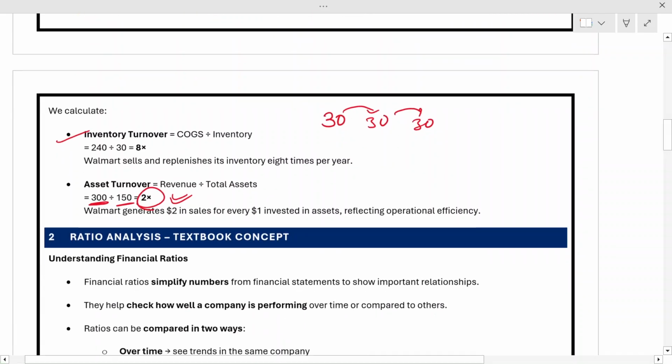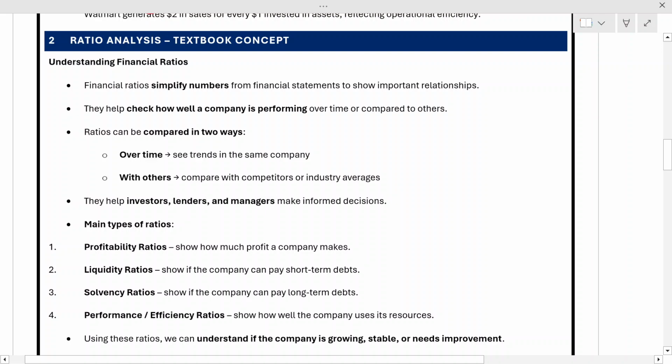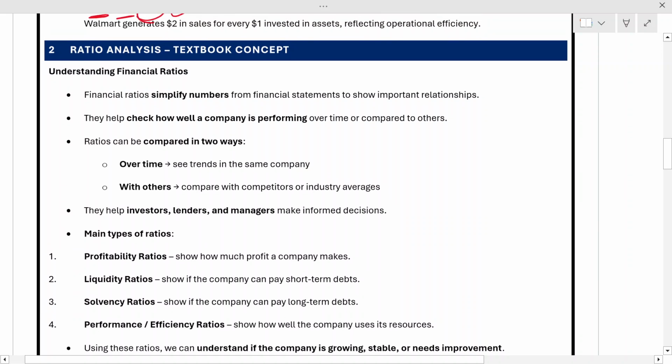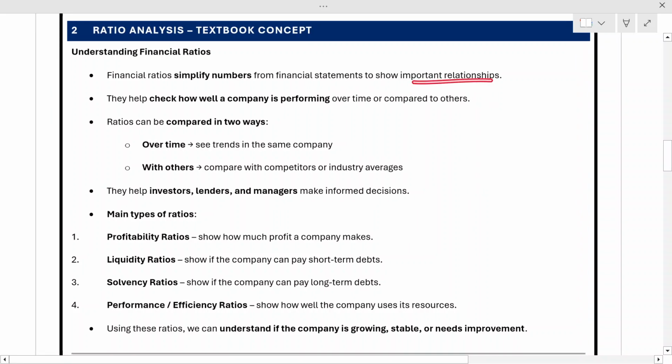So in reality, there are a lot of companies across the world where we need to analyze different kinds of situations, how they are performing, whether they are doing well or not. So let's see the textbook concept for ratio analysis. Ratio analysis simply means simplifying the numbers from financial statements and showing the important relationships between them. It also tells how the company is performing, just like we saw in the case of Walmart that the asset turnover is good, they are performing well.